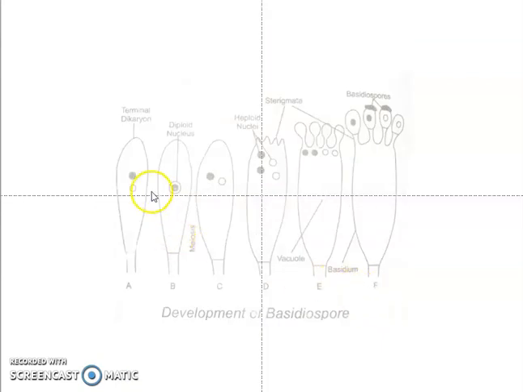Now, see the diagram. This is how a basidiospore is developed. This is the dikaryotic mycelium. The dikaryotic mycelium undergoes fusion to form a diploid nucleus, and this diploid nucleus undergoes meiosis. What is meiosis? Two kinds of cell division are there in plants. The plants have two kinds of cells.